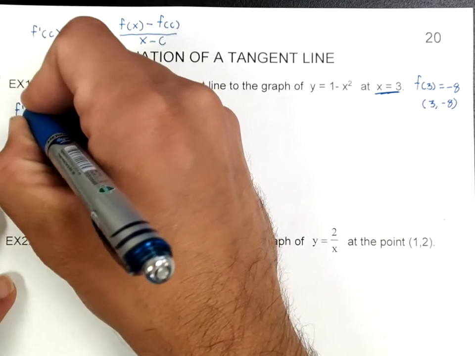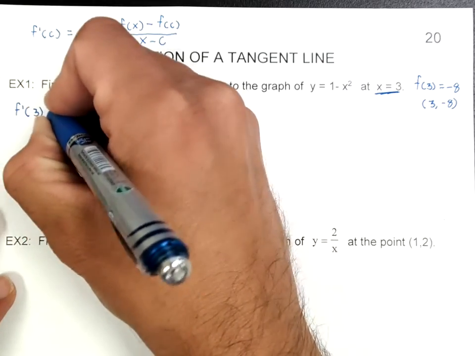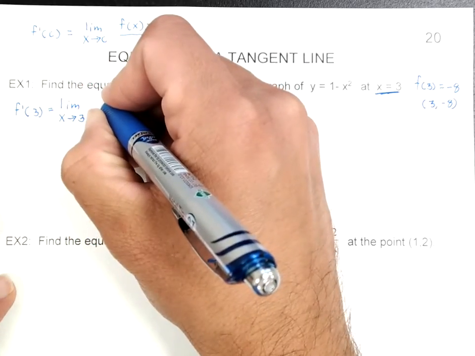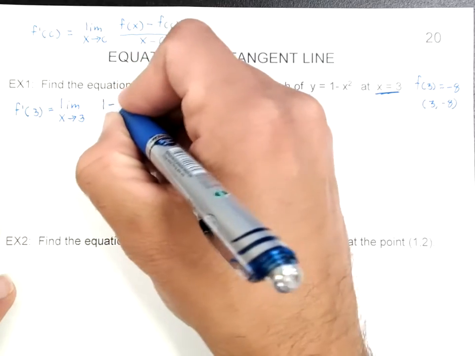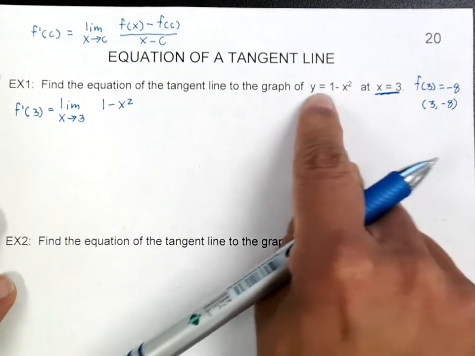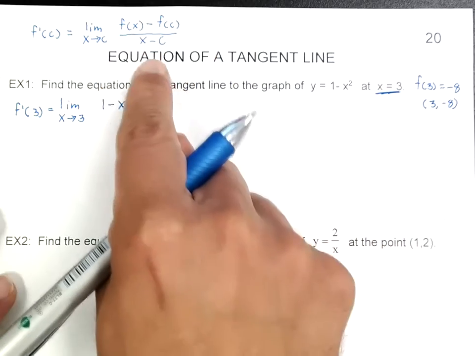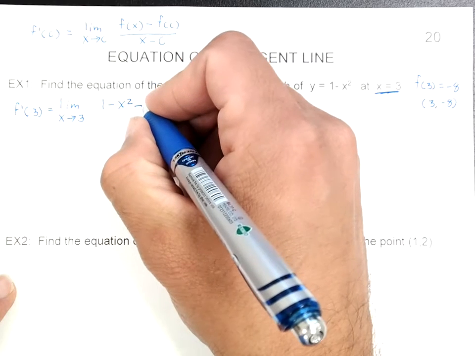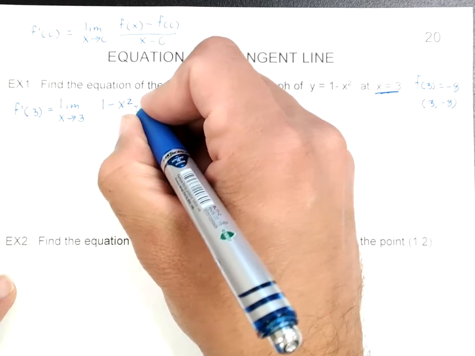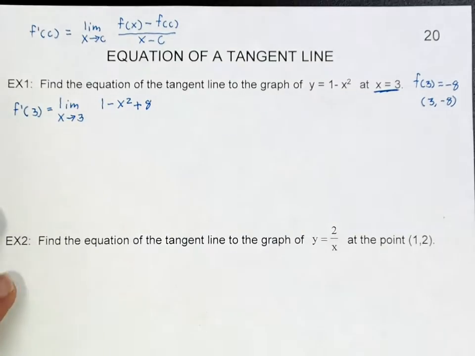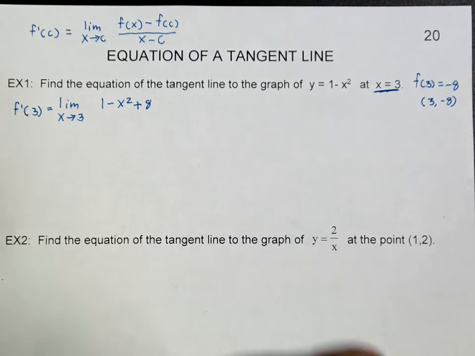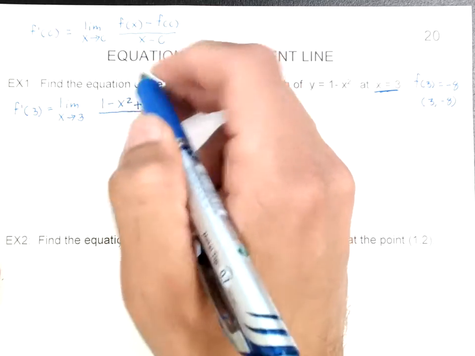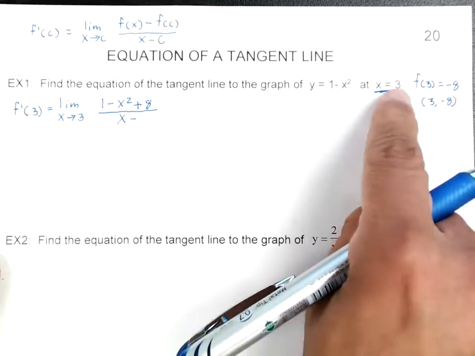So the derivative at 3 is equal to the limit as x approaches 3 of 1 minus x squared. Notice that this is f of x. This right here is f of x. Okay? And f of c is going to be negative 8. So I'm going to have a minus a negative 8, which is going to make this a positive 8. Right? So now I'm skipping some steps. I'm not actually writing a lot of stuff down like I did on lesson 18, but hopefully you can follow. Right? Now over x minus c. x is just x, and c in this case is 3.